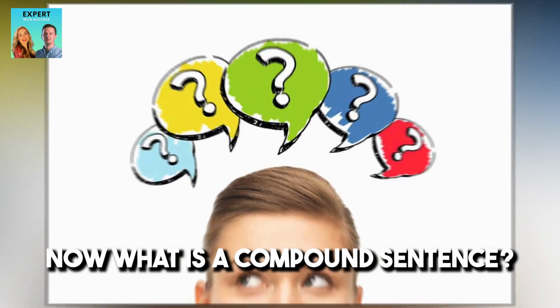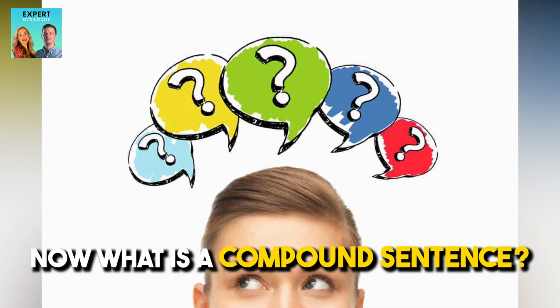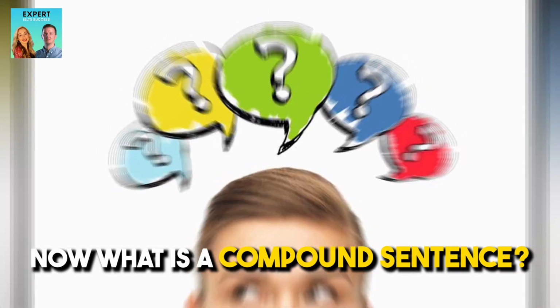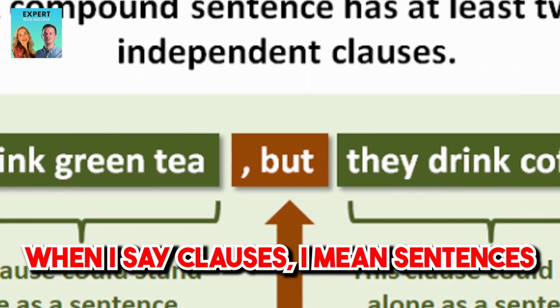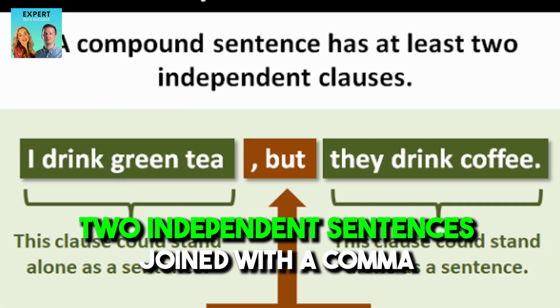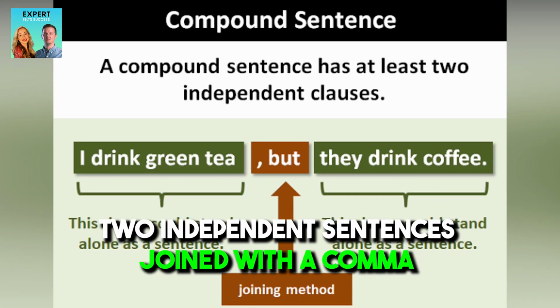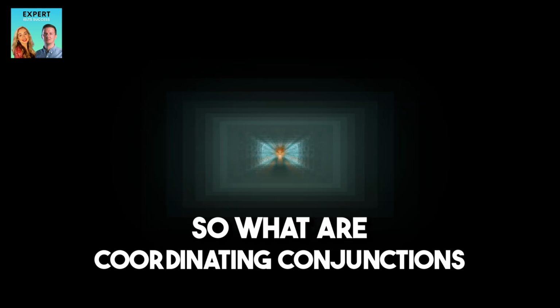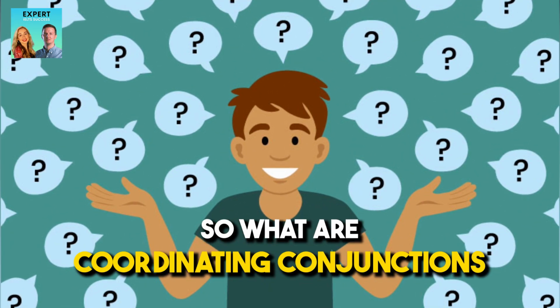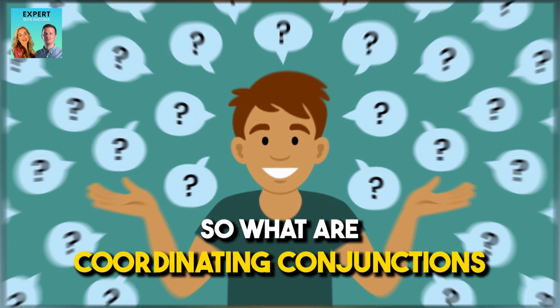Now, what is a compound sentence? So, a compound sentence consists of 2 or more independent clauses. When I say clauses, I mean sentences. 2 independent sentences joined with a comma and a coordinating conjunction. So, what are coordinating conjunctions?